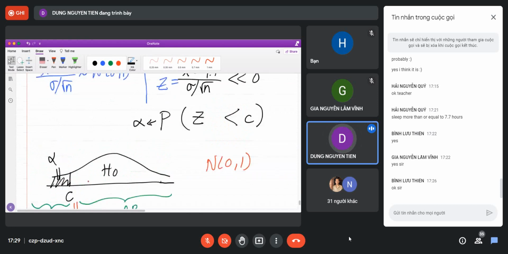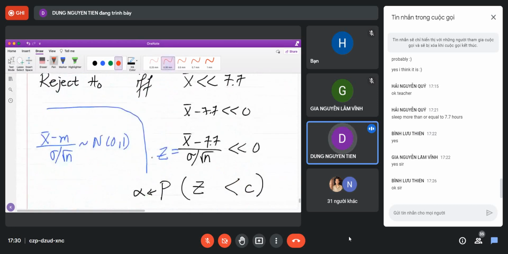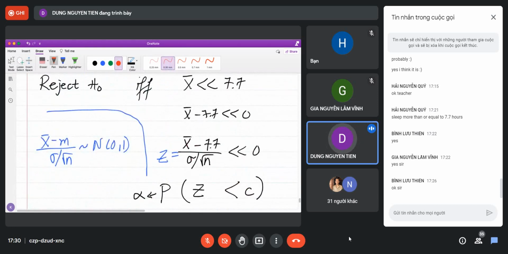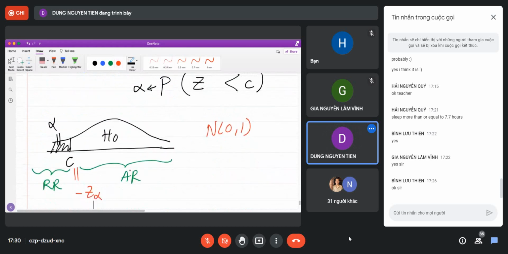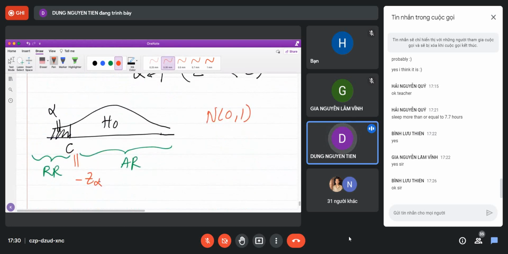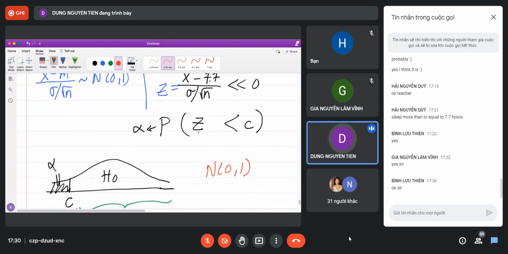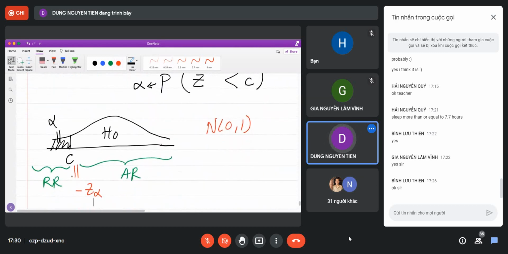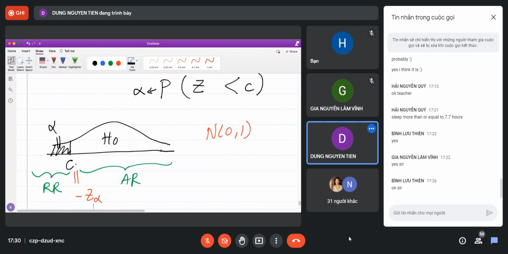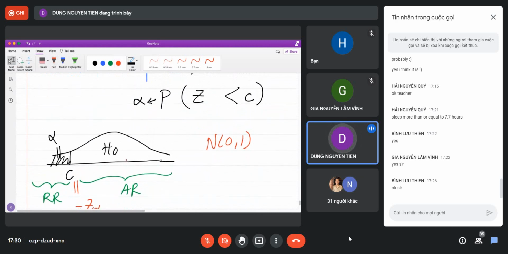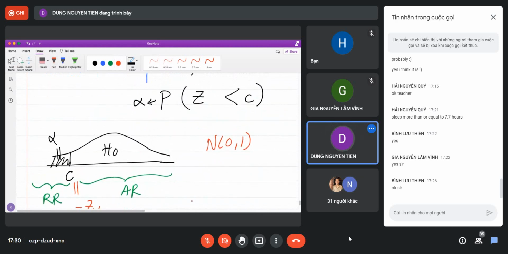So after all, what should we do? You need to find the value of C, right? You know X bar, you know sigma, you know n, so you can find Z. You can determine the value of C because alpha is given, and you can find the value of minus Z alpha, which is C. You can compare C and Z. If Z is less than C, then Z belongs to the rejection region, and then you reject the null hypothesis. Otherwise, you fail to reject the null hypothesis. Is that all clear? Yes, sir.